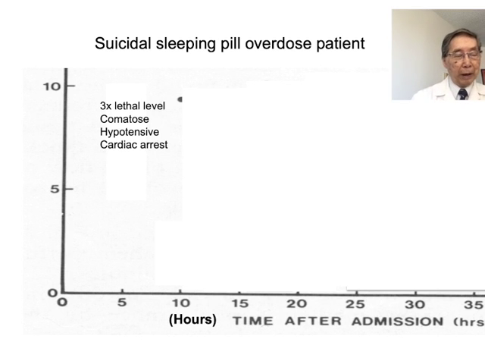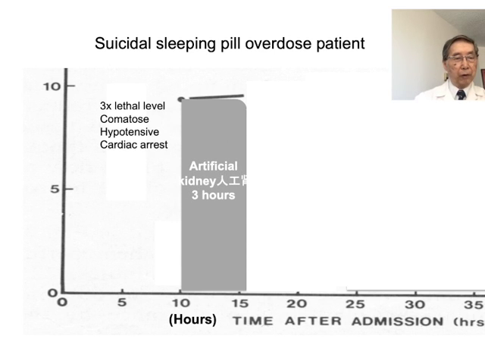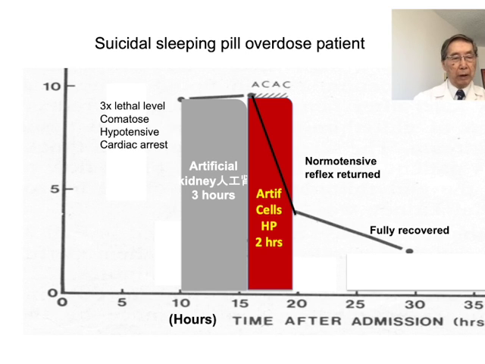This is a patient admitted with 3 times the level of the sleeping pill, comatose, in shock, the heart stopped a number of times. When you put artificial kidney, it doesn't remove the drug, so they asked me to go and use my artificial hemoperfusion. When I put it on the patient, recovered blood pressure and reflex and fully recovered. When we analyze the drug level, it shows that it comes down very quickly.